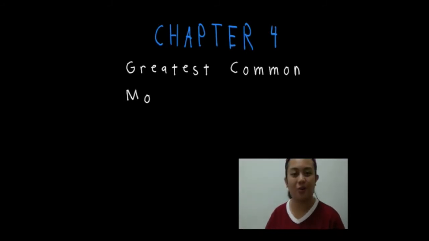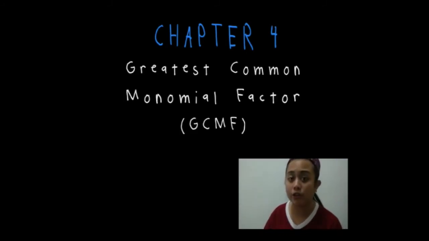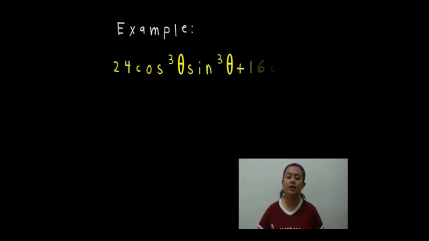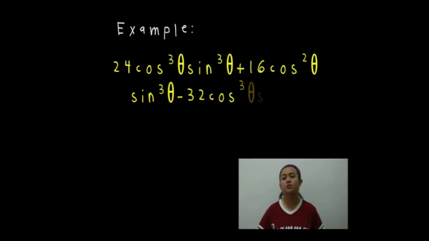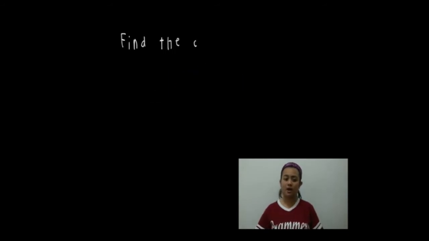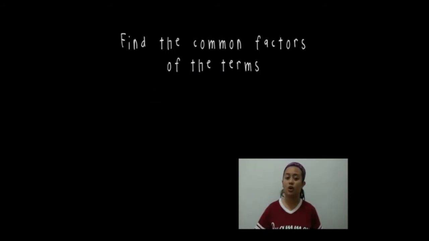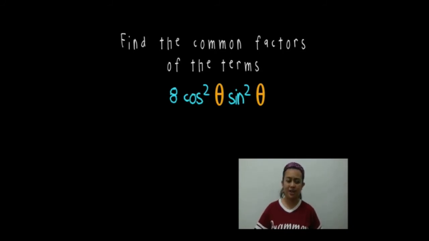This chapter shall focus now on the greatest common monomial factor, or the GCMF. Now our given shall be 24 cosine cubed theta sine cubed theta plus 60 cosine squared theta sine cubed theta minus 32 cosine cubed theta sine squared theta. For our first step, we find a value or a common factor which all the terms in our given can be divisible by. In the case of our given, the common factor shall be 4 cosine squared theta sine squared theta.